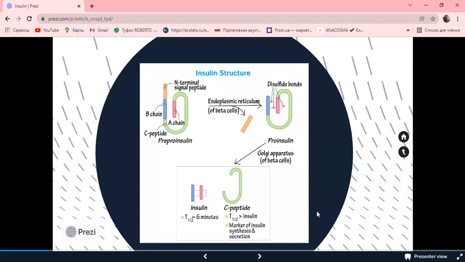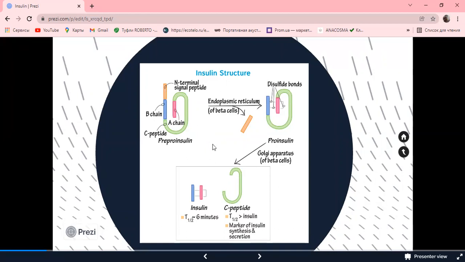Insulin is a peptide hormone that's secreted by beta cells of the pancreas. According to this scheme, insulin is secreted in beta cells in the form of two inactive precursors, preproinsulin and proinsulin. Preproinsulin has four parts, four peptides. The first peptide is the N-terminal signal peptide, called L-peptide. Next, B-peptide, C-peptide, and A-peptide.